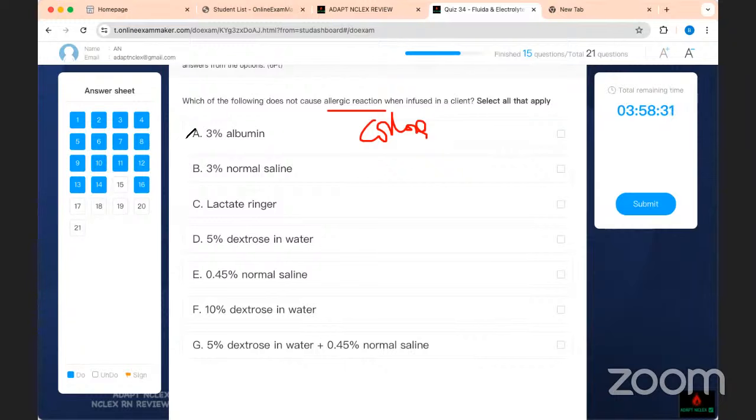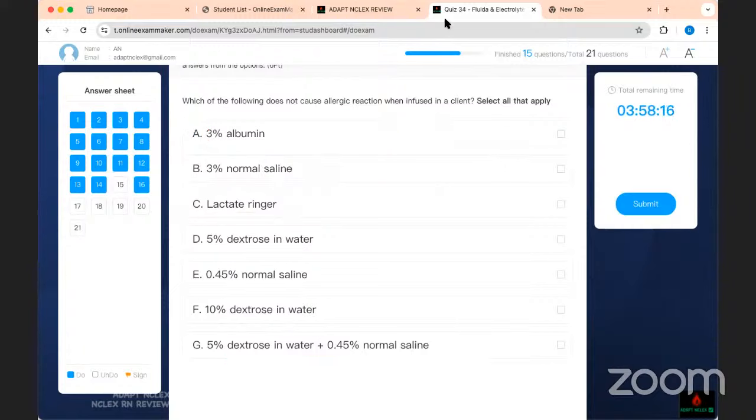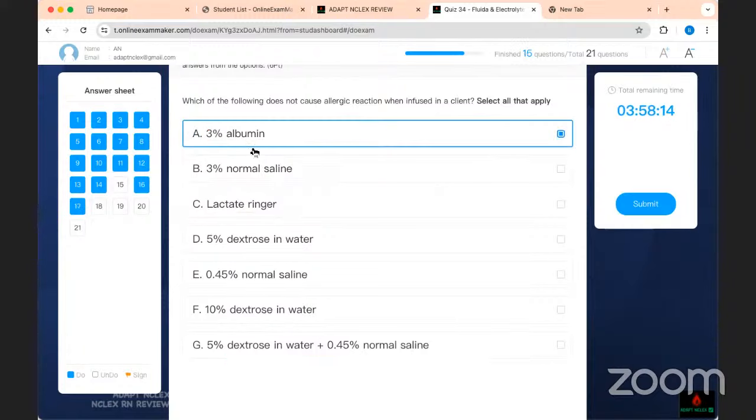So albumin is a colloid. 3% normal saline is a crystalloid, and the rest are crystalloids. So there's only one answer choice. I intentionally worded it this way. Albumin is the only colloid that causes allergic reaction. The rest are all crystalloid. You're not going to do anything.